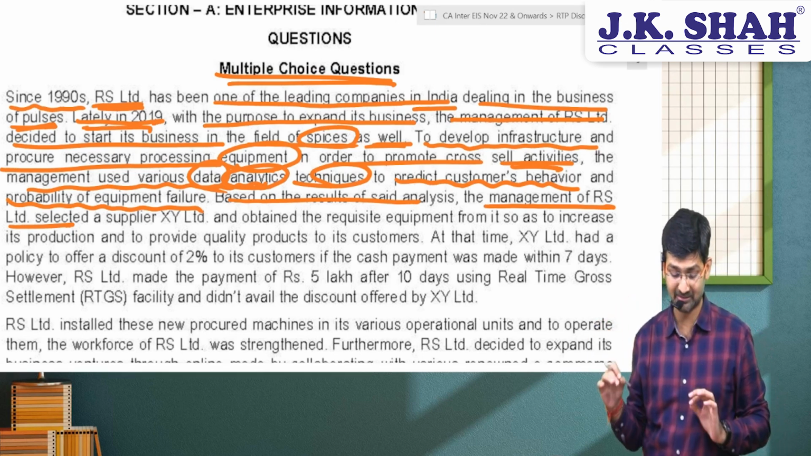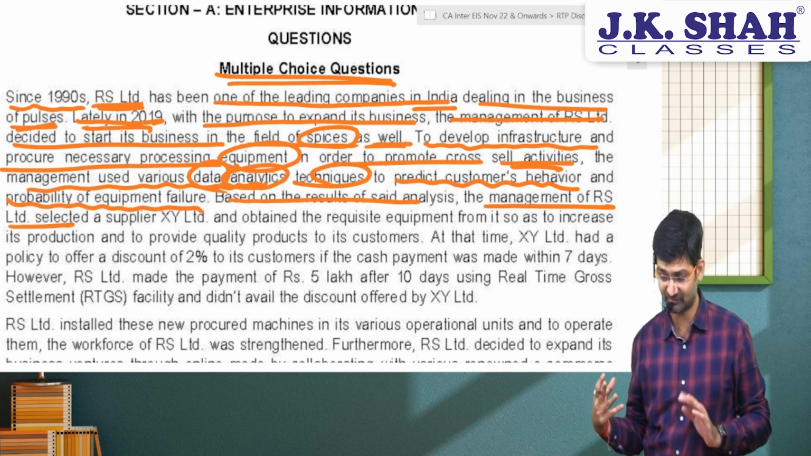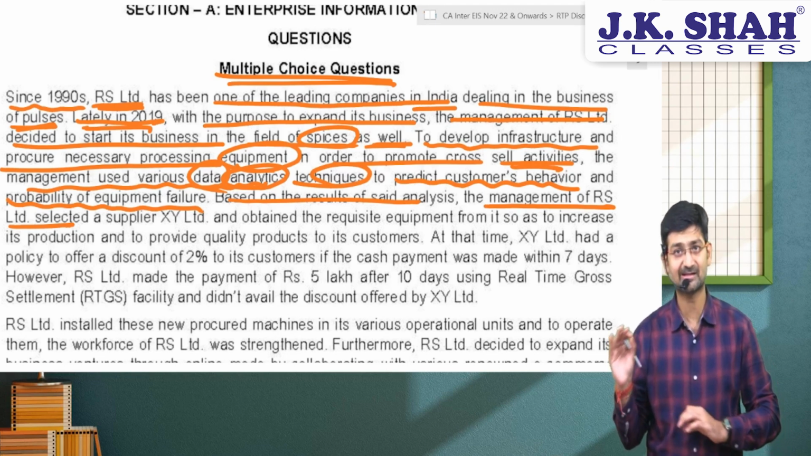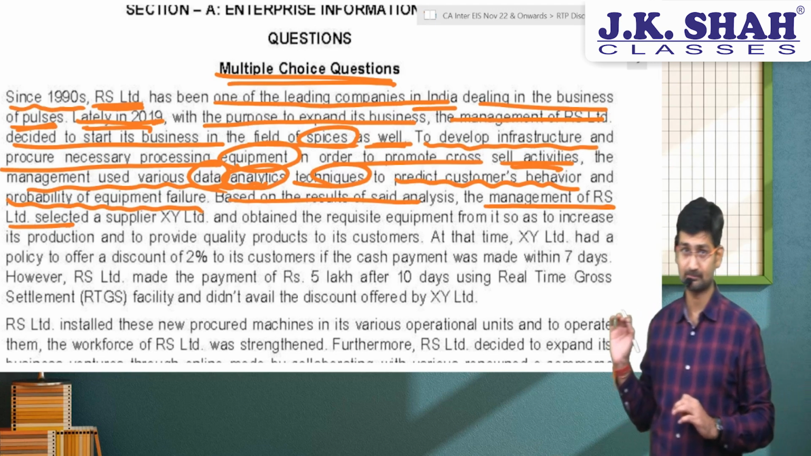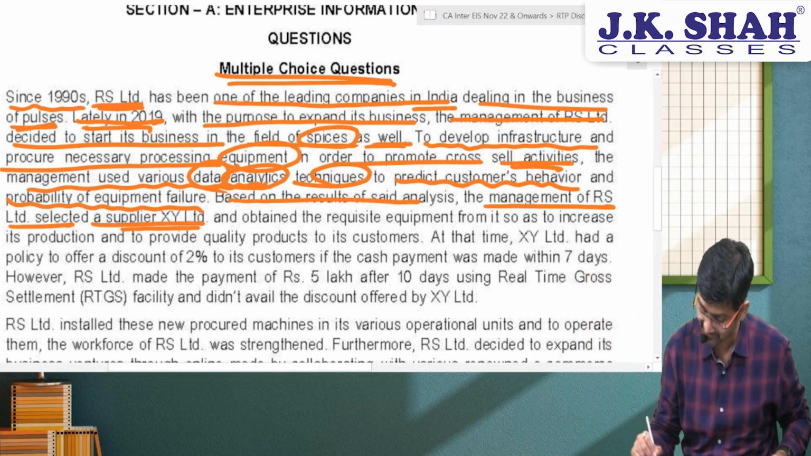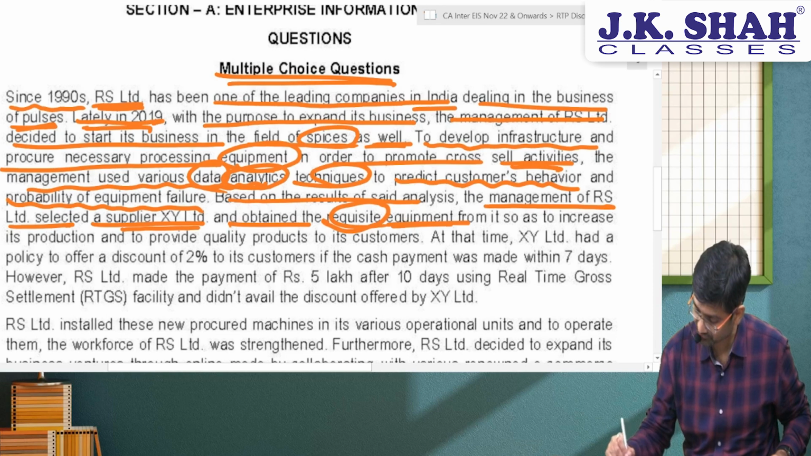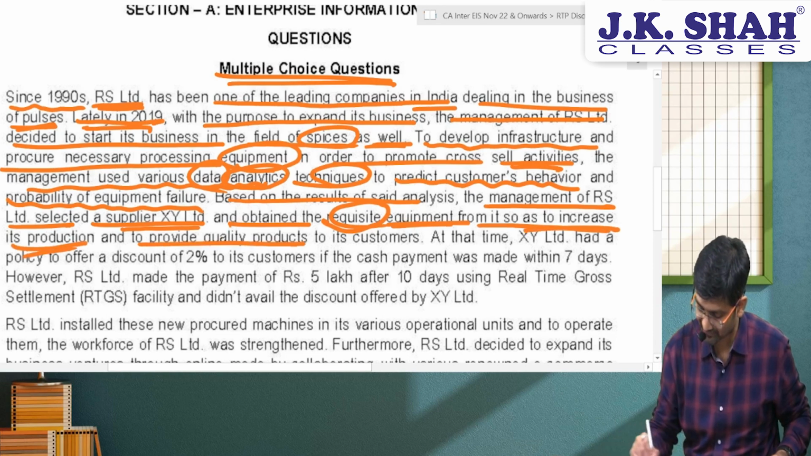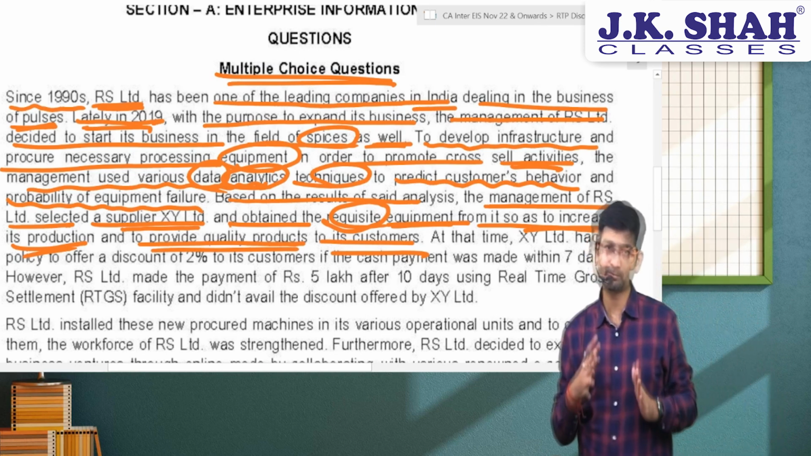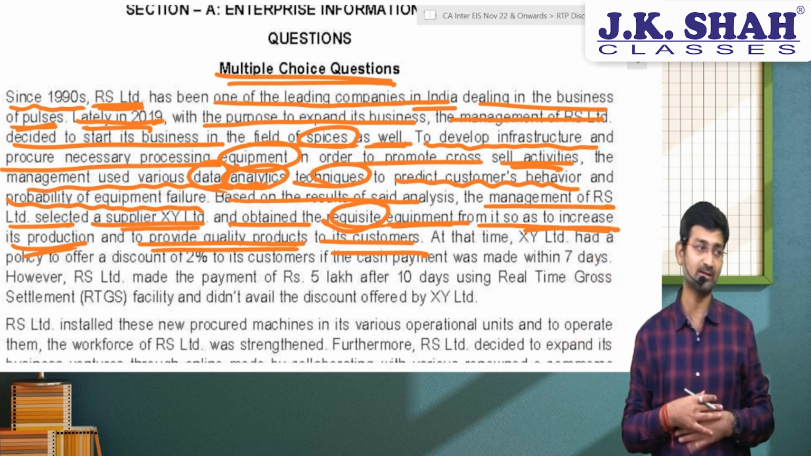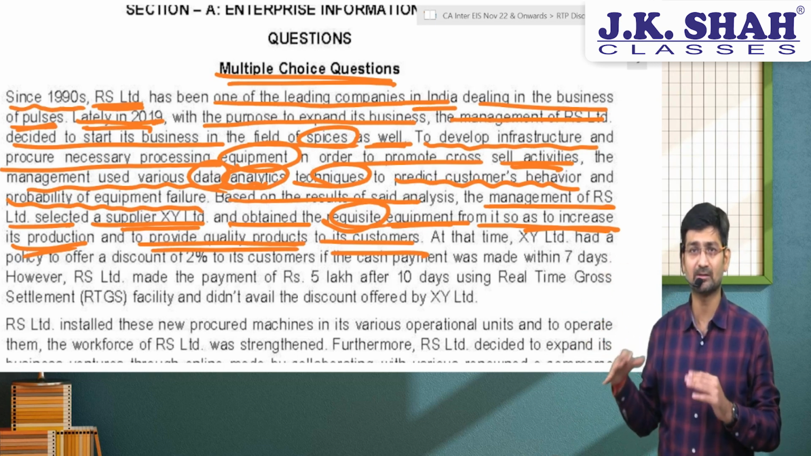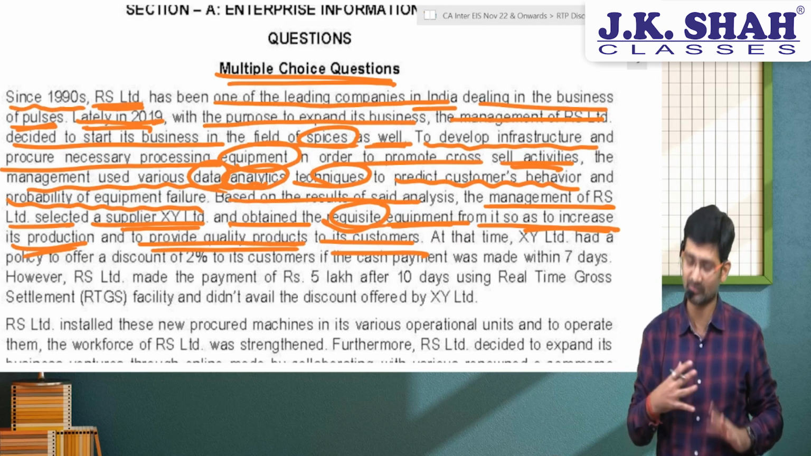You are looking at your current equipment, you look at the probability of the equipment failure, and based upon the results of the analysis, you felt that your existing equipment may fail. Because of which, the management selected a supplier and obtained the requisite equipment from it so as to increase the production and to provide quality products to its customers. So obviously we had a probability of an equipment failure, and to overcome that we wanted to buy new machinery, so that the risk is managed for us.